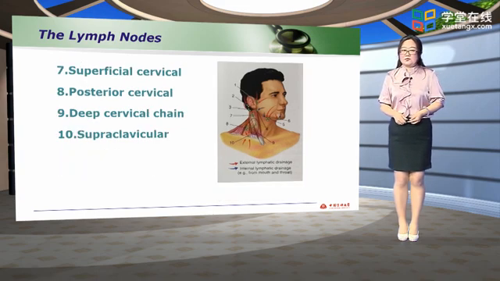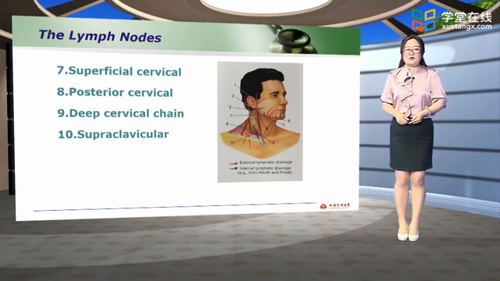Next, we examine the superficial cervical, which is also called the anterior cervical lymph nodes. First, we should find the sternocleidomastoid muscle. If you can't find it, tell the patient to move the head to one side, then you will see the muscle. We can palpate the superficial cervical lymph nodes on the internal side of the muscle and the posterior cervical lymph nodes on the external side of the muscle. It's hard to find the deep cervical chain because it's deep in the muscle.